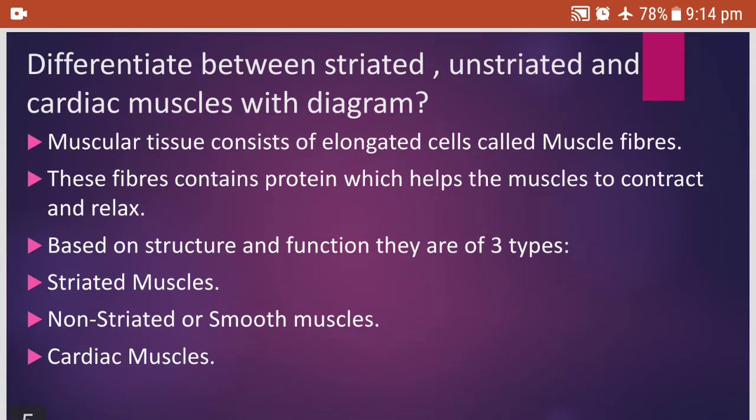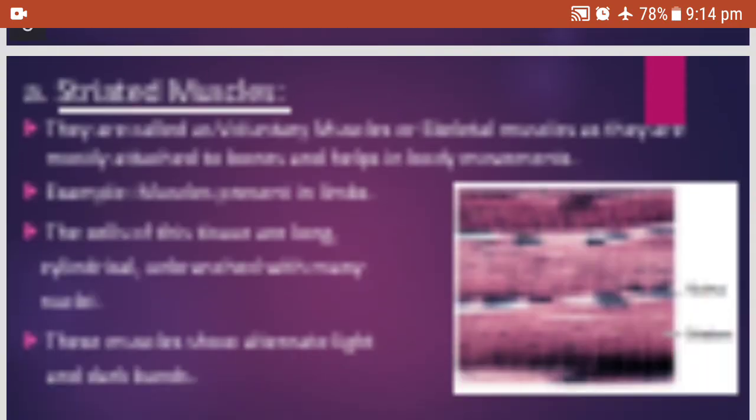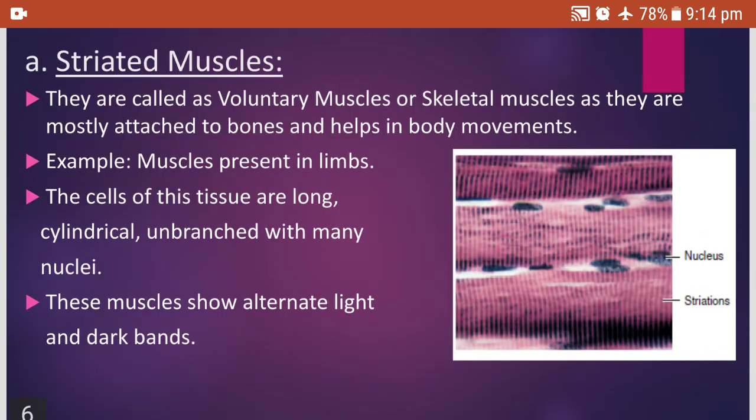Differentiate between striated, unstriated and cardiac muscles with diagram. Muscular tissue consists of elongated cells called muscle fibers. These fibers contain proteins which help the muscles to contract and relax. Based on structure and function, they are of 3 types: striated muscles, non-striated or smooth muscles and cardiac muscles. This question is very important, children.